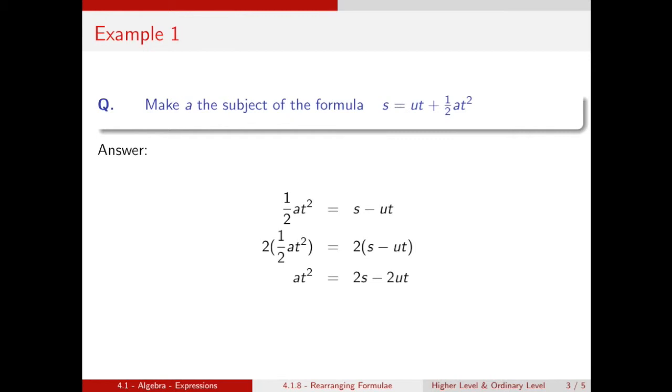And lastly, I need to get rid of that t squared from the left hand side. And how can I do that? I can do that by dividing both sides by t squared. So from the left hand side, at squared divided by t squared is just a, and the right hand side is 2s minus 2ut all over t squared. So that's what I wanted to do. I got a on the left and everything else is on the right. So I've made a the subject of the formula.